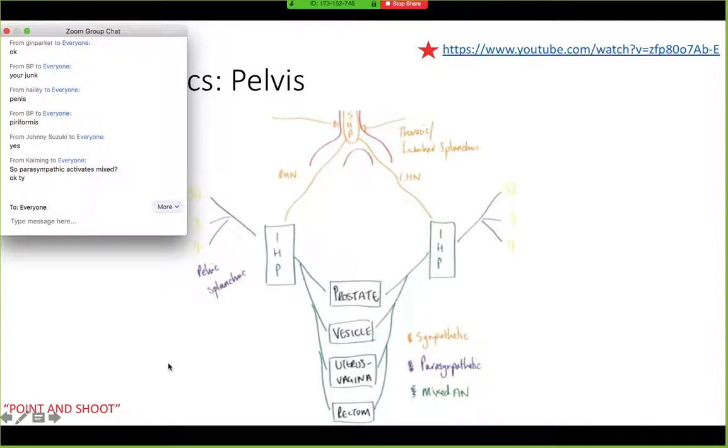Okay, and so when I say point and shoot, what am I referring to? So what is the point referring to? Do you guys remember? Did she talk about this today? Point and shoot. Does that sound familiar? Right. An erection. Okay, so when you have an erection, is it a result of vasoconstriction or vasodilation?